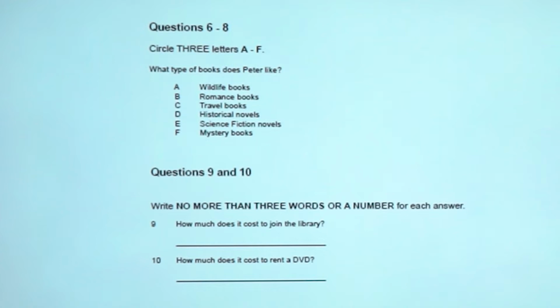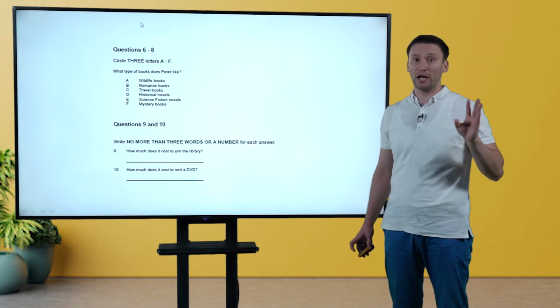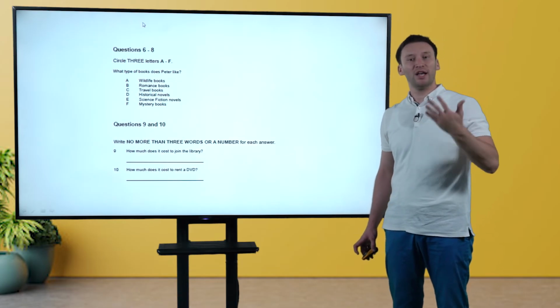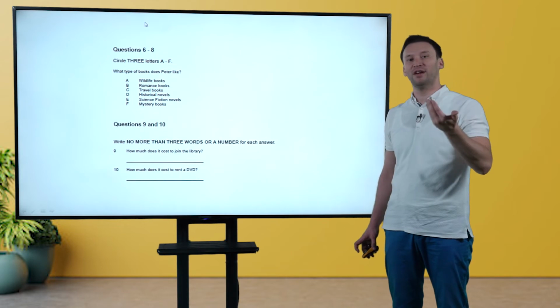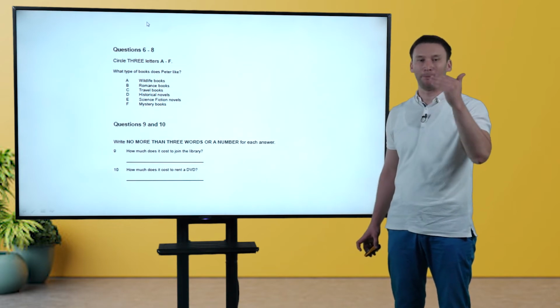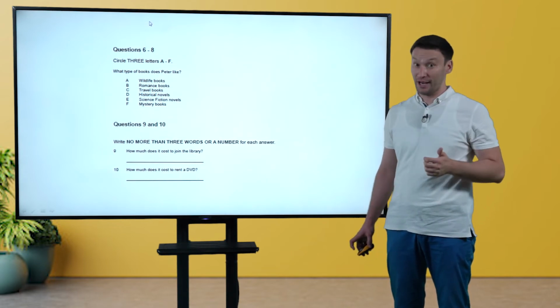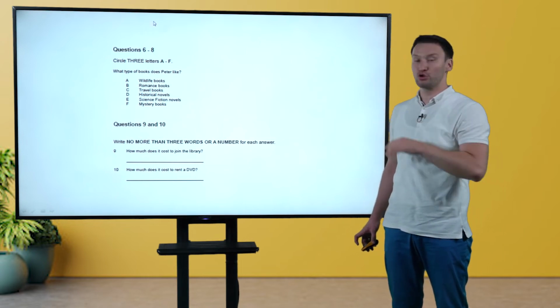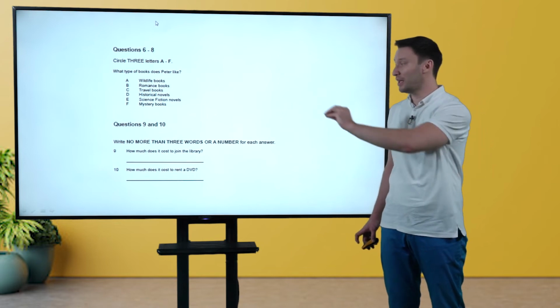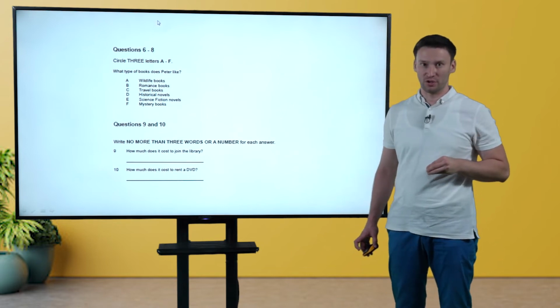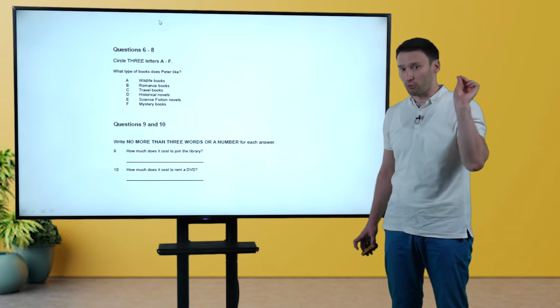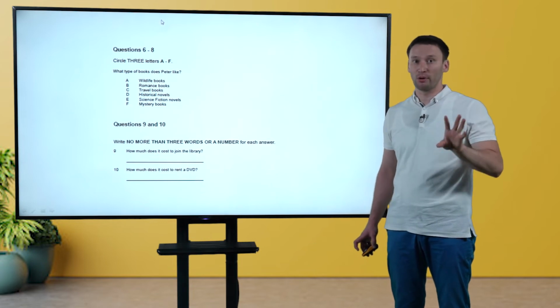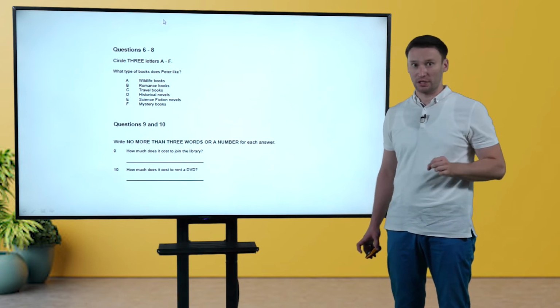There's also an instruction given: write no more than 3 words or a number. So here, unlike the first part, you have a chance to write more than 1 word, a maximum of 3 words at most, plus a number. Here, unlike multiple choice questions, you're asked to simply write the answers. Not just opt, but write the correct answers both grammatically and logically.